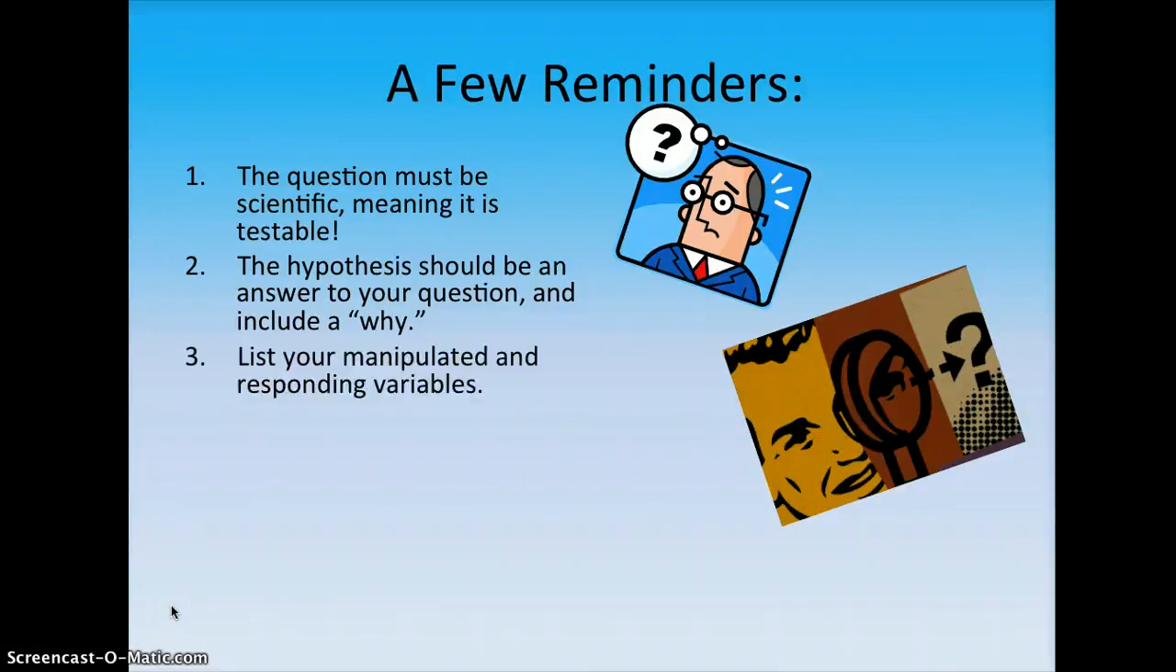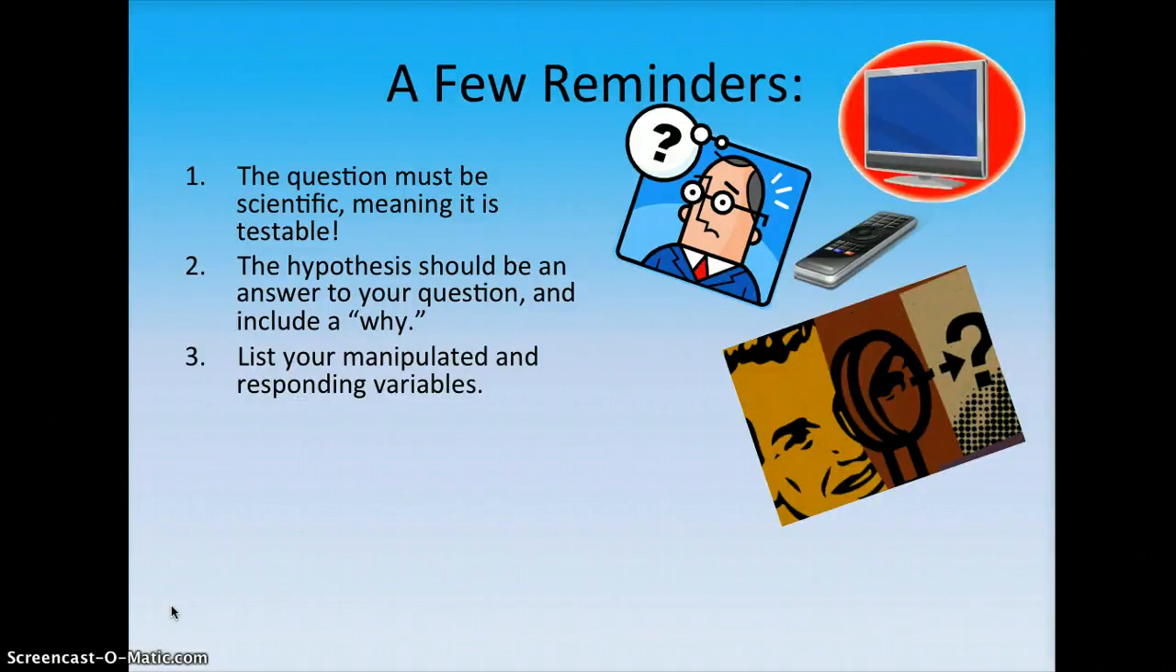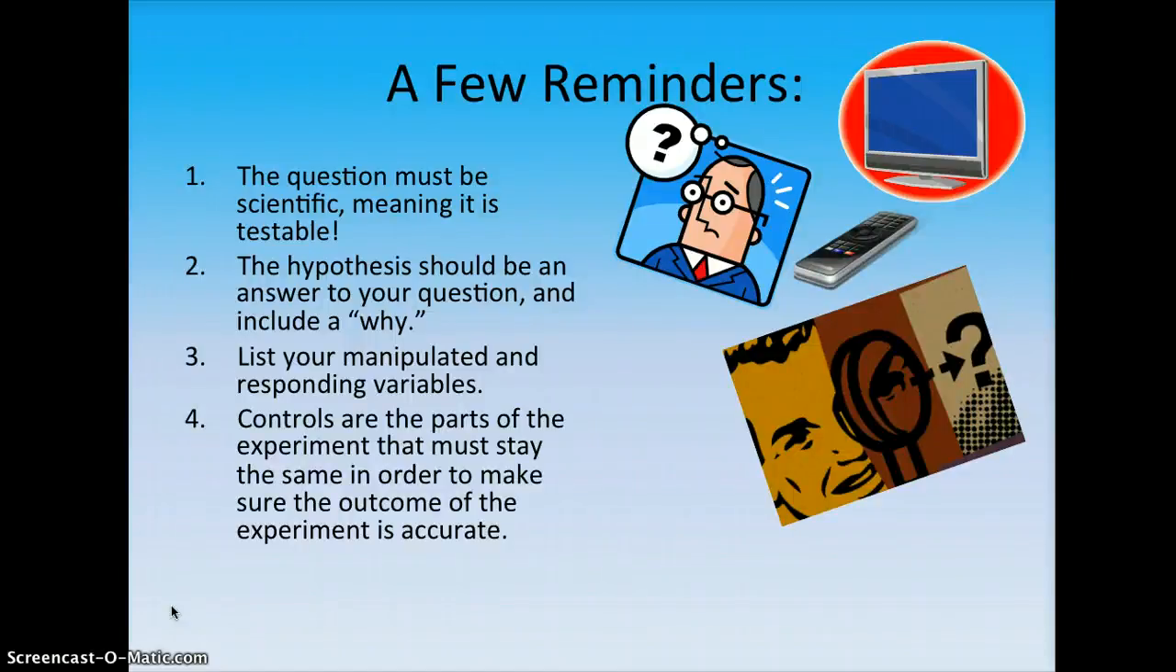I also want you to remember you need to list and identify your manipulating and your responding variables. So remember, the manipulated variable is that part of the experiment that we're changing, and then the responding variable is the variable that changes because of the manipulated variable. So for example, when you're watching TV, you're manipulating the remote control, and as a consequence of that, your TV changes.